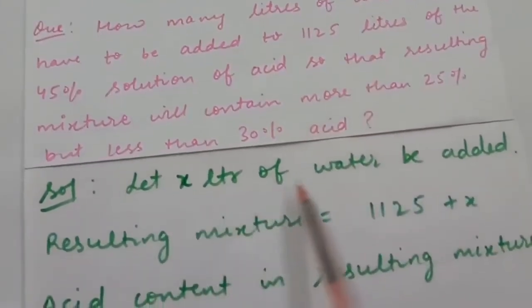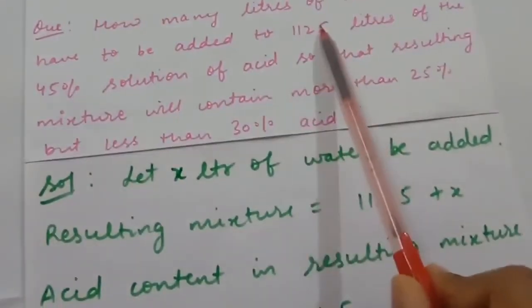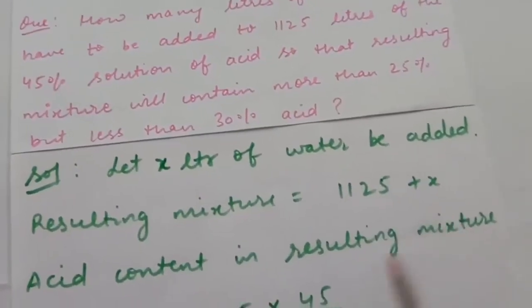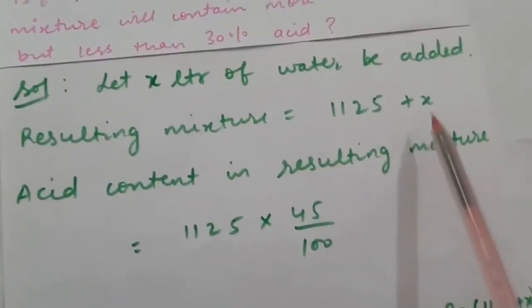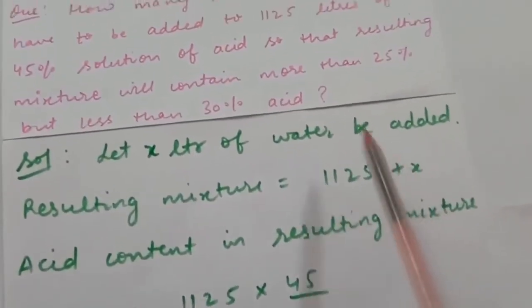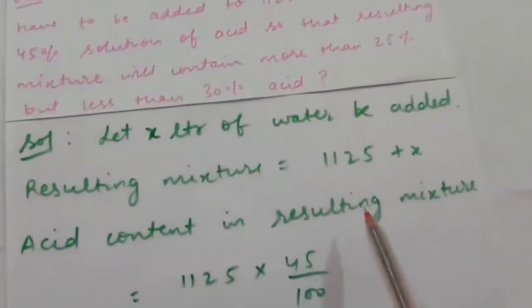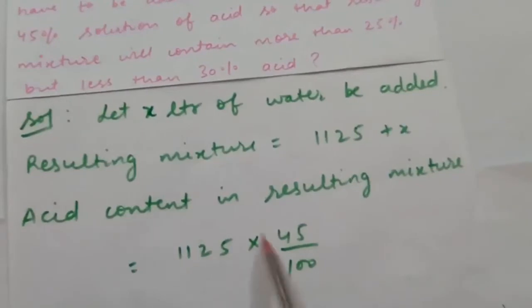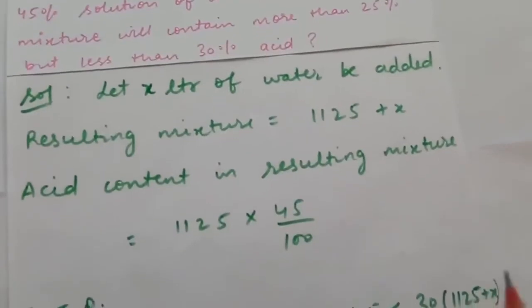So let x liter of water be added, right? Now the resulting mixture will be, already we have 1125 plus we have added x liter. So this is our resulting mixture. Now the acid content in the resulting mixture will be, as x is water, there is no acid in the water. Also this solution has 45% acid. So in the resulting mixture also acid will be 45% of this part, as this x will not contribute any acid because it is water.